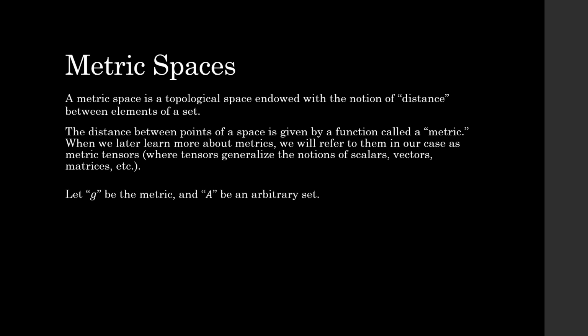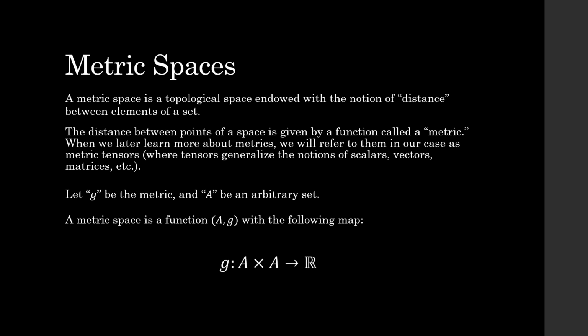Let some small g be the representation of a metric, and capital A be an arbitrary set of your liking. A metric space is a pair A and g with the following map. So g maps the product of A and A to the real numbers.